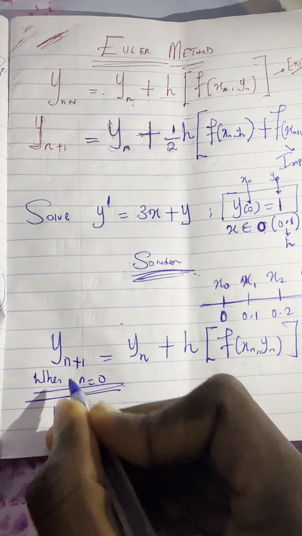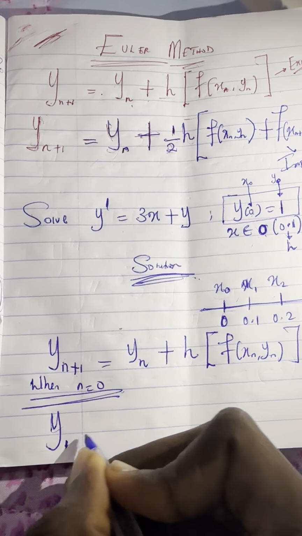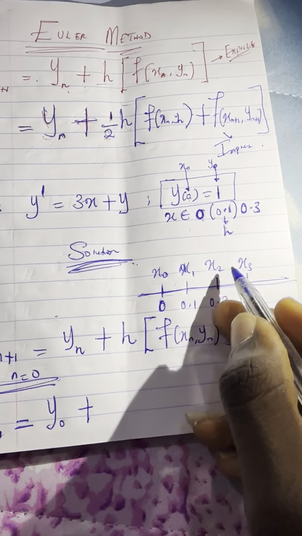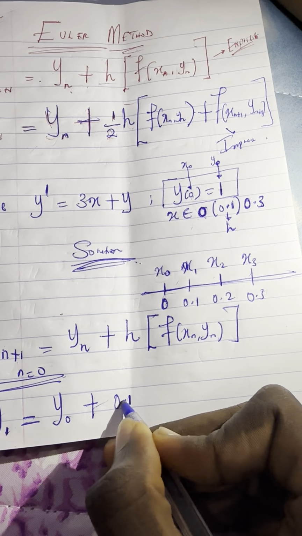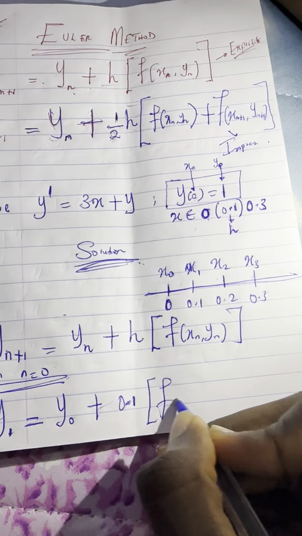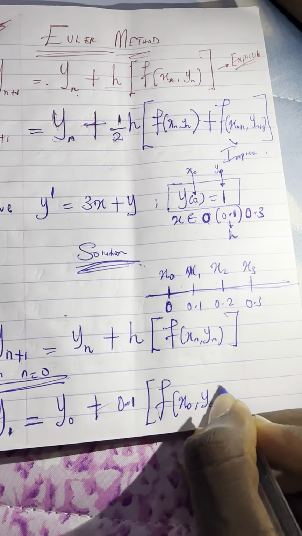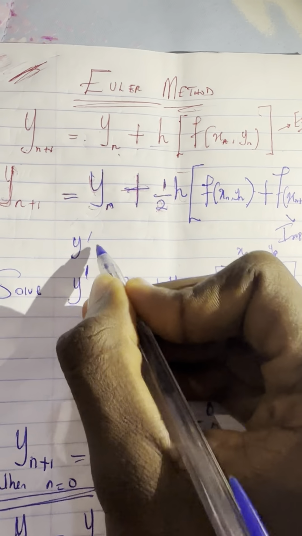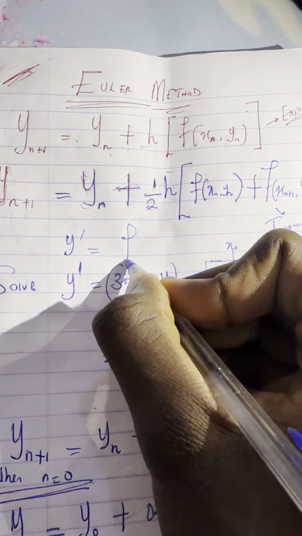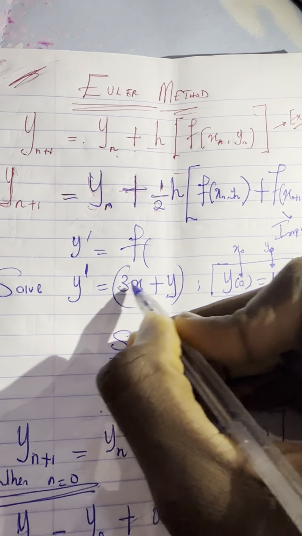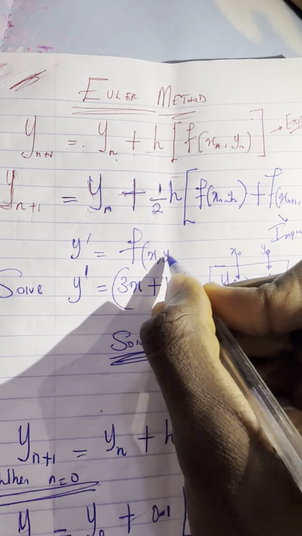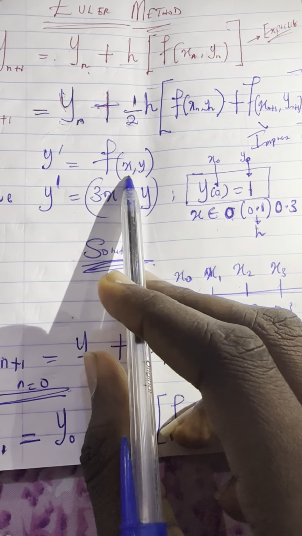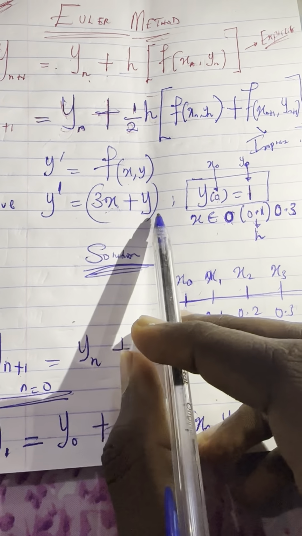When my n is 0, I have y of 0 plus 1, that's y1, equals y naught plus the step length, 0.1, open a bracket, f of x naught, comma y naught. Do you know what is your f of x, comma y? My y prime is always equal to a function, right? It's in terms of 2 variables, which are x, comma y. So if I'm looking for f of x naught, y naught, that means this becomes x naught and this becomes y naught.